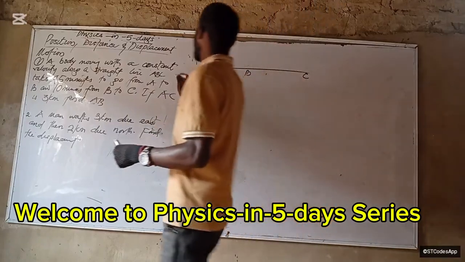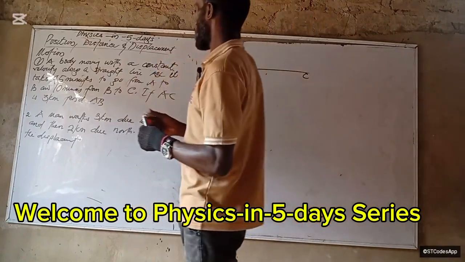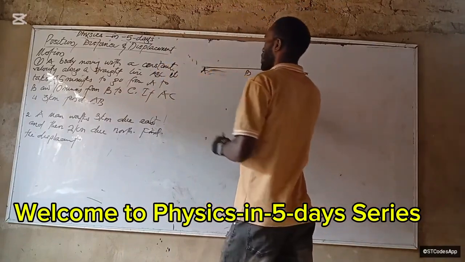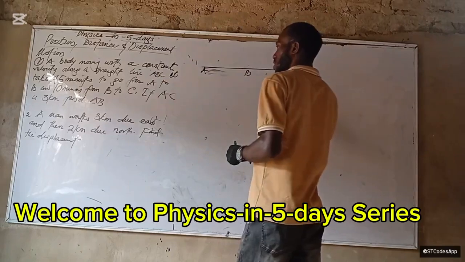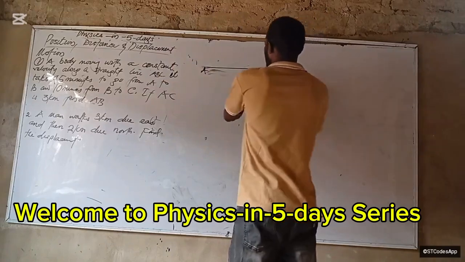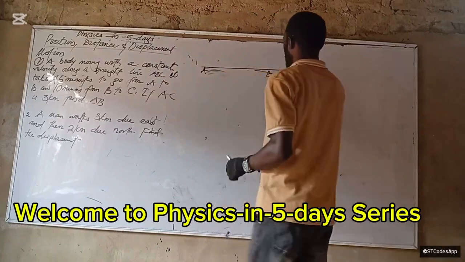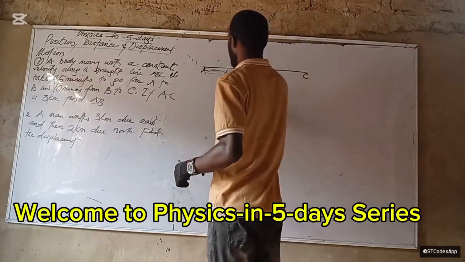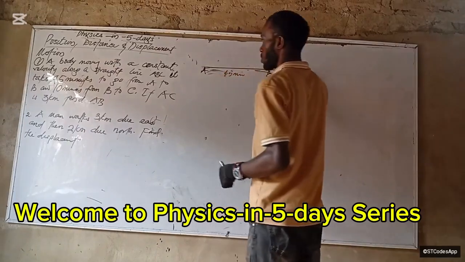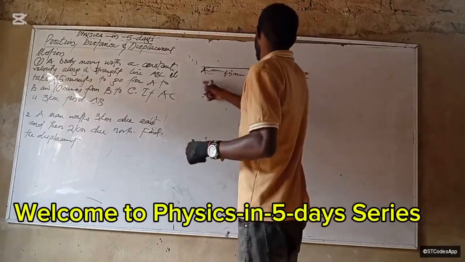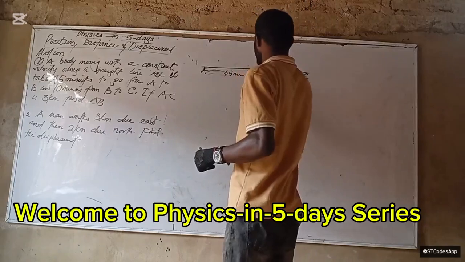It takes 45 minutes to go from A to B. So from A to B, it takes 45 minutes, and from B to C, 10 minutes. So it means A to B must be longer. Does that make sense? So from here to here, it took 45 minutes, and here to here, it took what? 10 minutes. It now says if AC is 3 kilometers, from here to here is 3 kilometers.